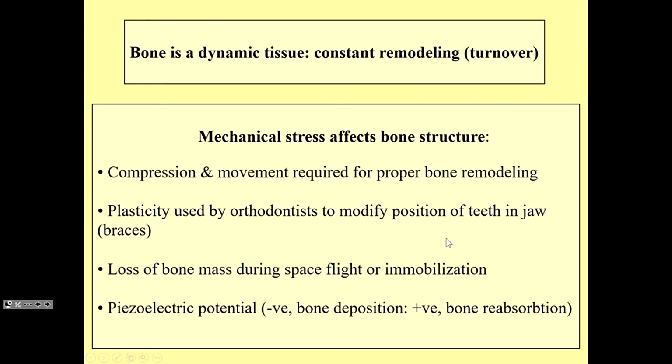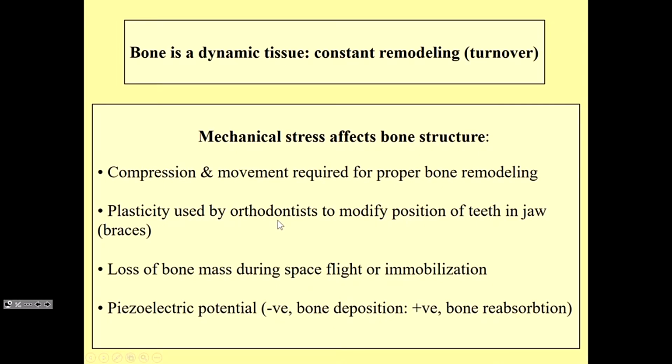Bone is somewhat plastic in that it can be modified. For instance, when orthodontists put braces on teeth, the teeth actually move within the sockets of the jaw, very slowly of course, over months and months, but it actually does move. So you get deposition on one side and reabsorption on the other, causing the teeth to move within the jawbone.